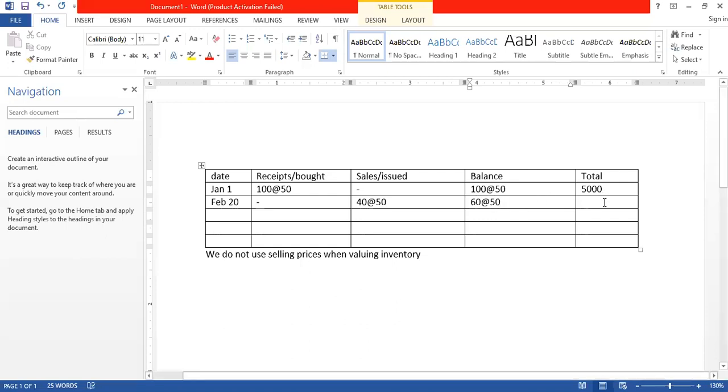So what is our new total? 60 multiplied by 50 will give you 3,000. So currently our stock is valued at 3,000. And then we move on to the next month. From February, we go to March. Okay, so what did we do in March? March the 10th. What did we do in March? We bought 100 units at the price of $60.